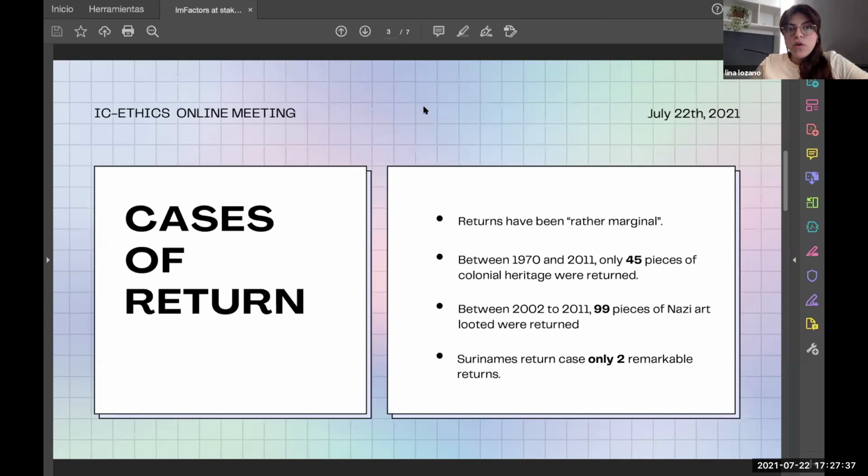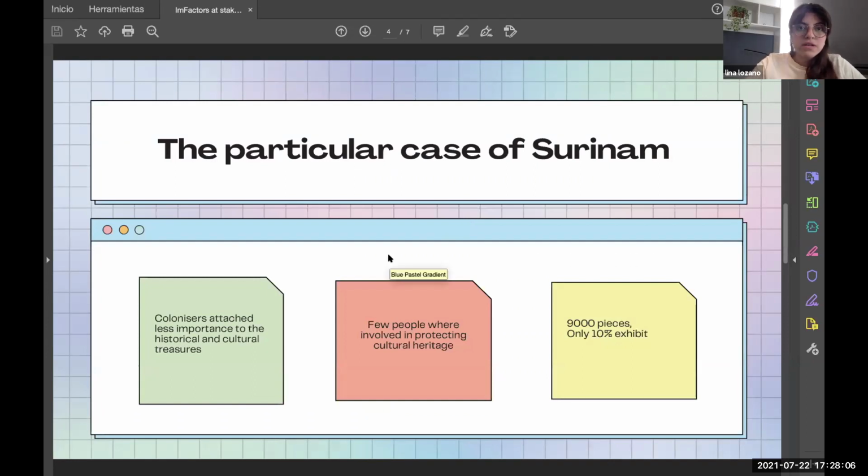So the highest number of returns has occurred between the Netherlands and Indonesia, in the 1970s. From that moment, the Netherlands never reached a peak of such a massive return. We also have to take into account that Indonesia is the former colony with the highest amount of pieces collected in the Netherlands, so that are in Dutch territory. So let's go through the particularities that we can see in the Surinamese case.